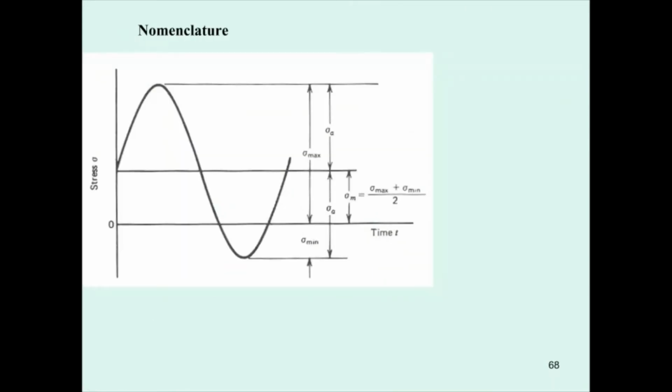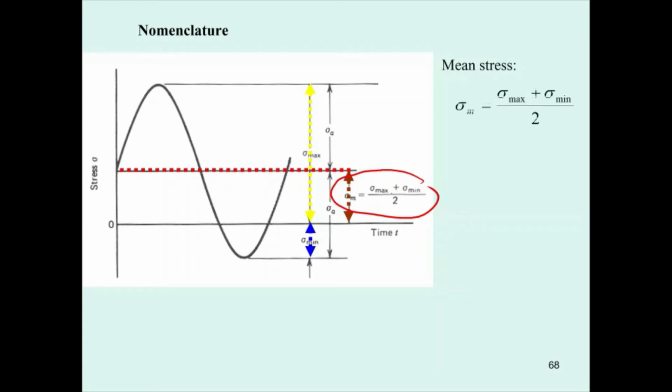Some nomenclature that you should know about fatigue. The first one is the mean stress. Mean stress is the average stress. So you just put sigma max plus sigma min divided by 2. This is sigma max, and this is sigma min. Okay, and this is sigma max in tension, sigma min in compression. So sigma m is sigma max plus sigma min divided by 2.